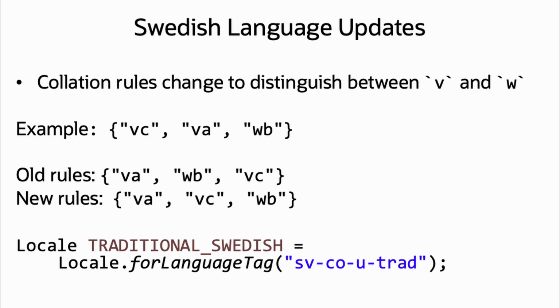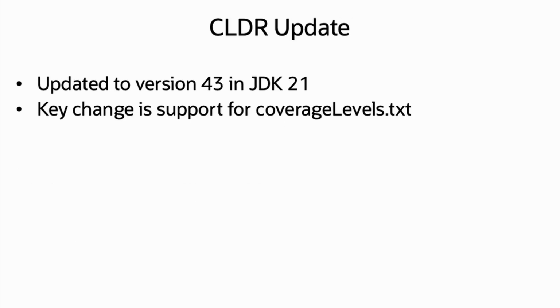The Swedish collation rules have been updated to distinguish between V and W. With the old rules, the array of VC, VA, WB would be sorted as VA, WB, VC, but with the new rules as VA, VC, WB. If you need the old rules, they can be referenced with Locale.forLanguageTag sv-co-u-trad.